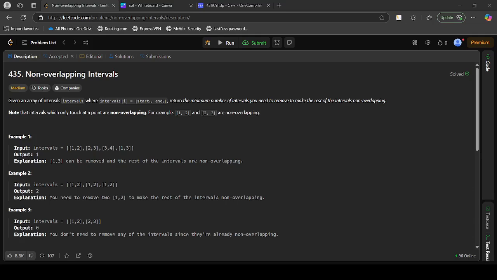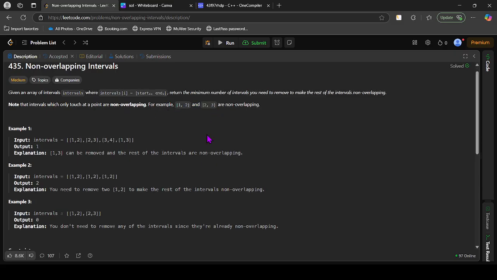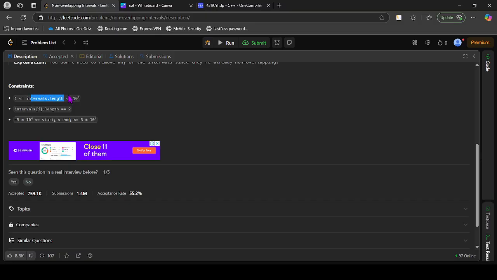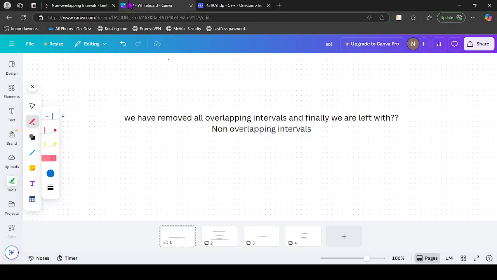Let's discuss another problem. Given an array of intervals where intervals[i] has a start and end, return the minimum number of intervals you need to remove to make the rest of the intervals non-overlapping. Note that intervals which only touch at a point are non-overlapping. For example, [1, 2] and [2, 3] are non-overlapping. The size of the intervals is up to 10^5 and each interval's length is 2, and start and end can go up to 5 * 10^4 and they can be negative as well.